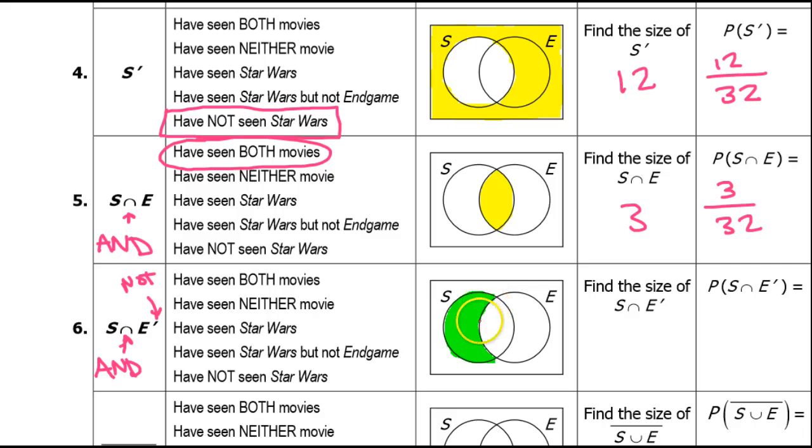Alright, so the shading should look like this. I forgot to do the circling part right here, but the Venn diagram will actually help me visualize what we're talking about. So of course, these are students who have seen Star Wars, but they have not seen Endgame, alright? Because we had to do not E. So they've seen Star Wars, but they definitely have not seen Endgame. So let's see. So that's this one. They've seen Star Wars, but not Endgame.